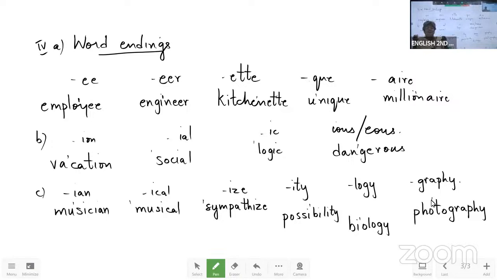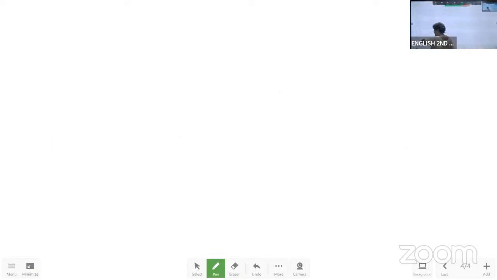But in the third, there are 6. In the second, it is I-O-N. Third, it is I-A-N. Keep track like that. In the second, it is I-A-L. In the third, it is I-C-A-L. Then I-T-Y, I-Z-E, and logy, graphy. Very easy if you go about learning in that way. I hope you understood these word endings. And the last is, there is also stress shift.